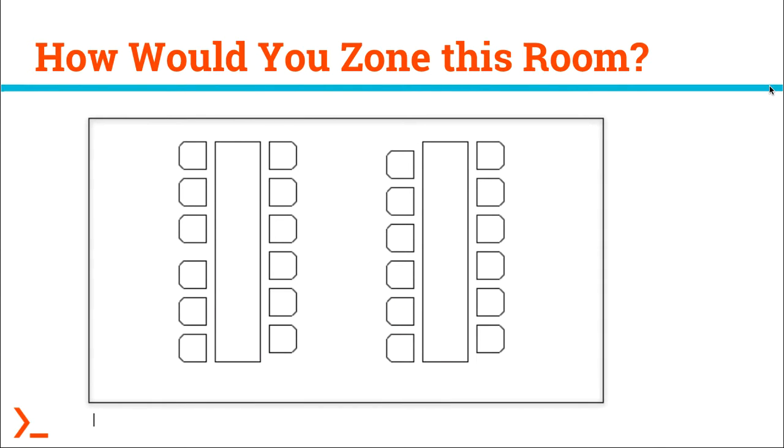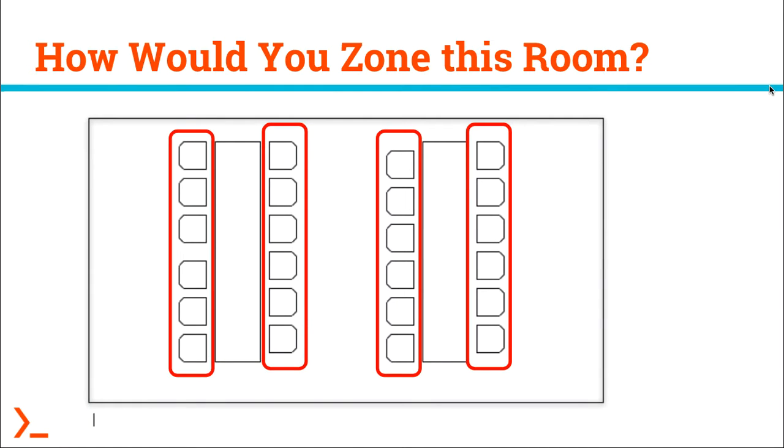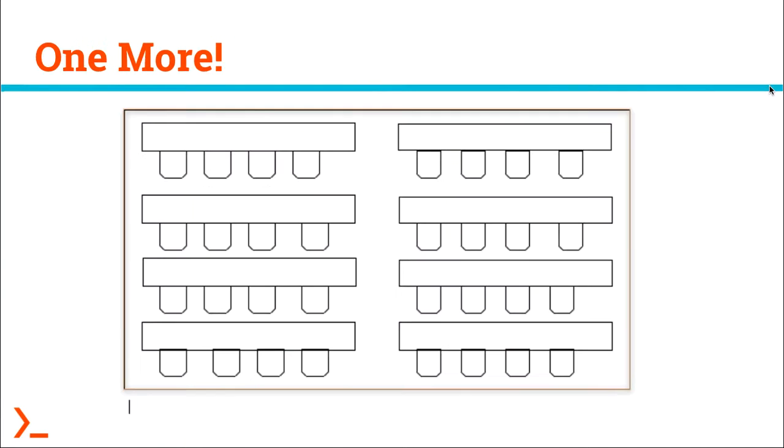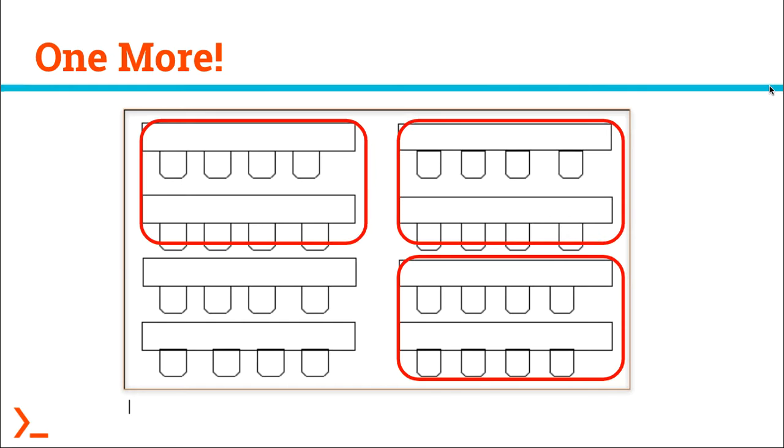All right, how would you zone this classroom? This might be a good structure so that volunteers are not crowding one another and can have good visibility of student screens. One more. Where would you put the zones here? We might zone the room this way. That's not the only way though. We could also have zoned by rows or in another way that would be more conducive to teacher support.